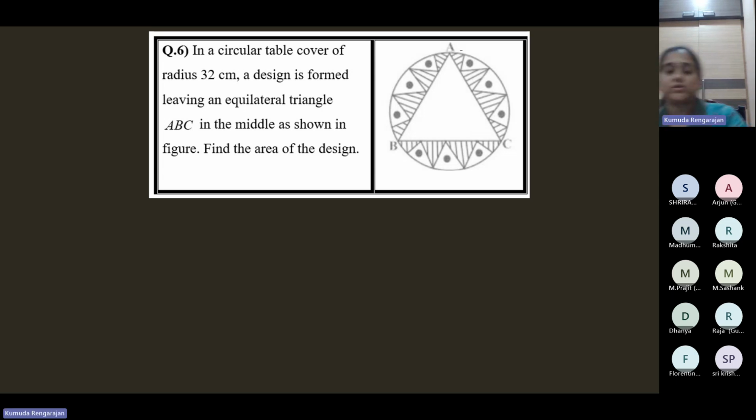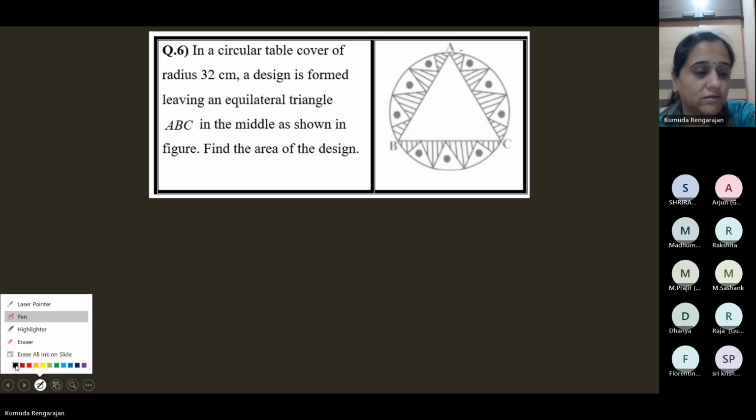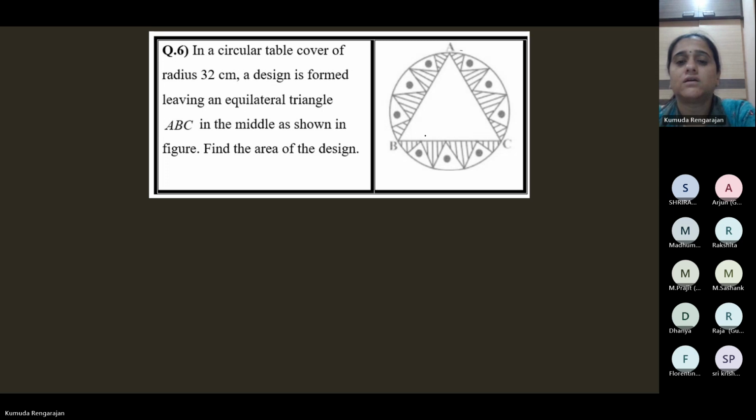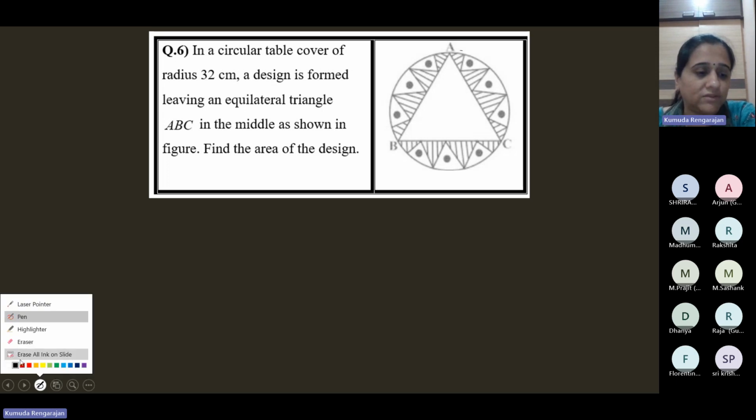All right, we'll do it together. So we have some properties regarding the incenter and the circumcenter, when we have an equilateral triangle like this inscribed in a circle. So let's see those properties first.